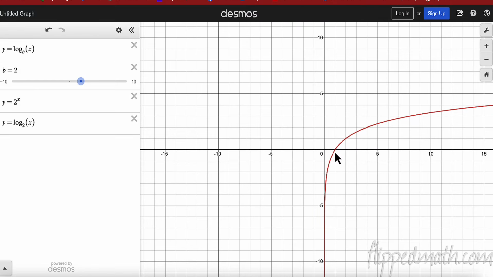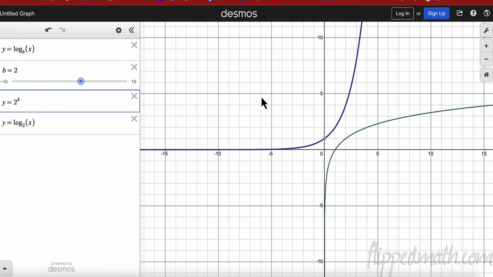Nice, very nice. Now, you'll notice it approaches but never crosses our y-axis. That's why there's an asymptote there. And it goes up really fast, doesn't it? And then it slows down. Let's compare this with our exponential.